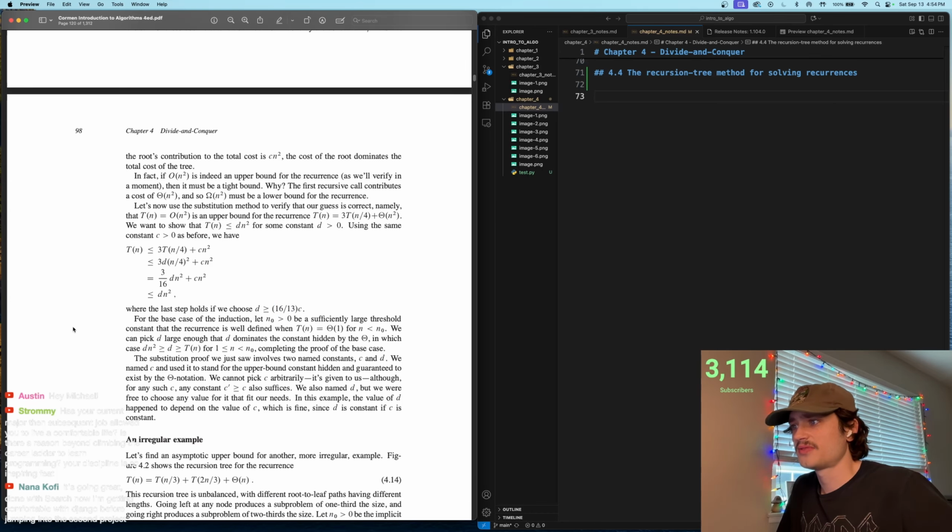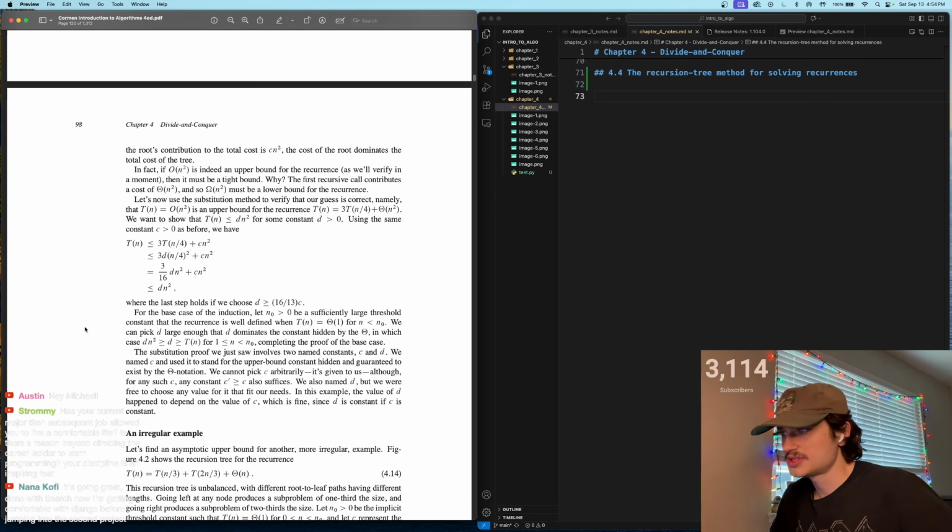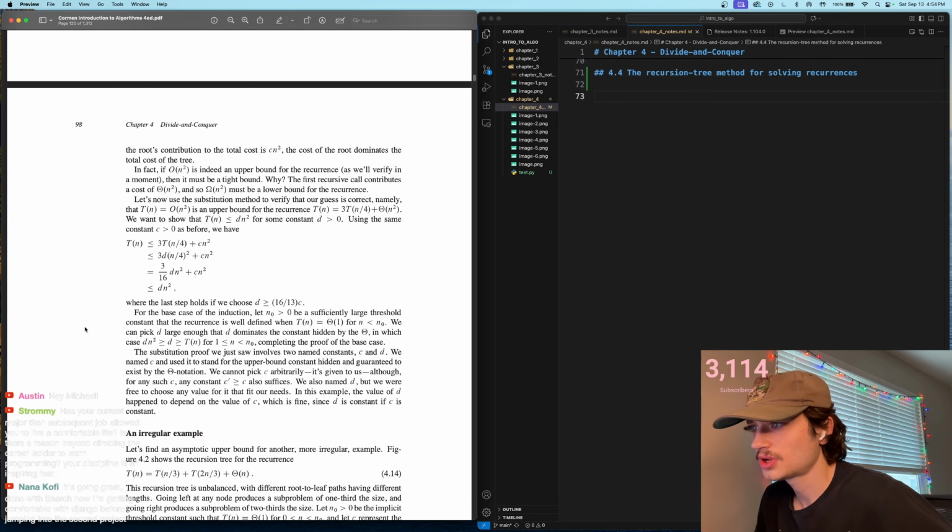For the base case of the induction, let n naught be greater than 0, a sufficiently large threshold constant that the recurrence is well defined when T(n) is equal to Theta of 1 for n less than n naught. We can pick d large enough that d dominates the constant hidden by the Theta, in which case d n squared is greater than or equal to d, which is greater than or equal to Theta of 1, for 1 less than or equal to n less than n naught, completing the proof of the base case.